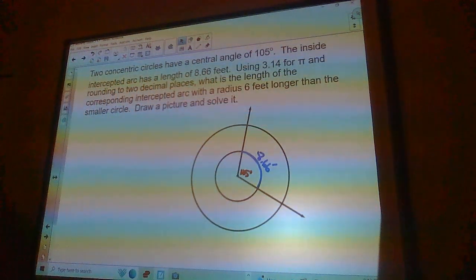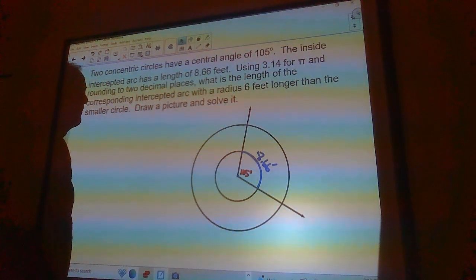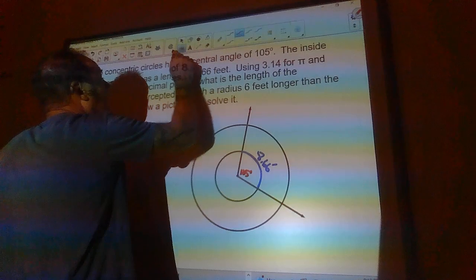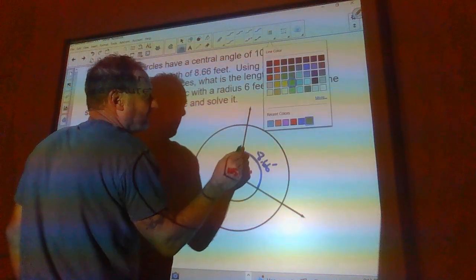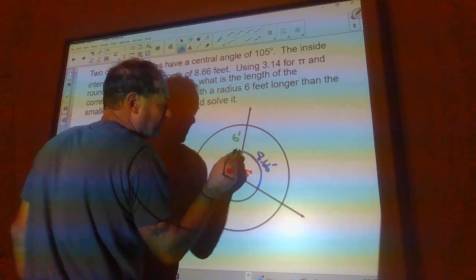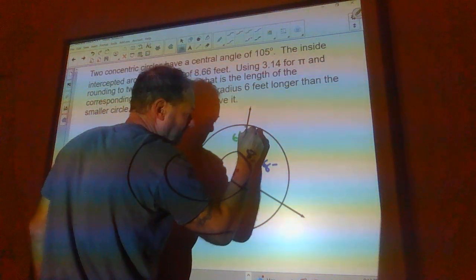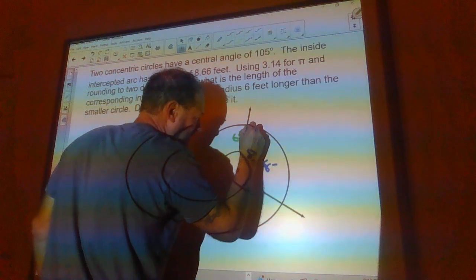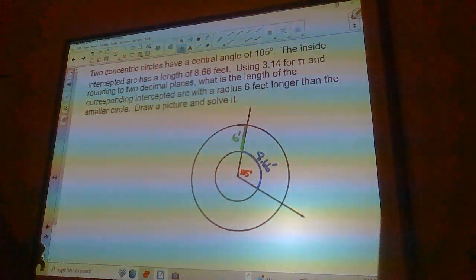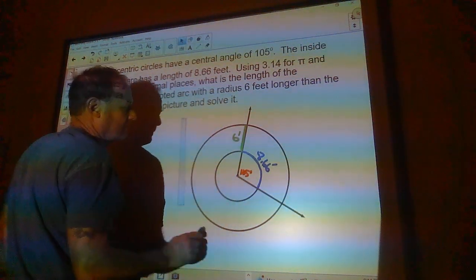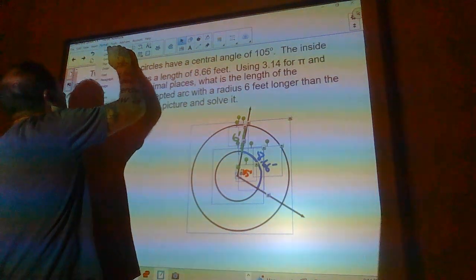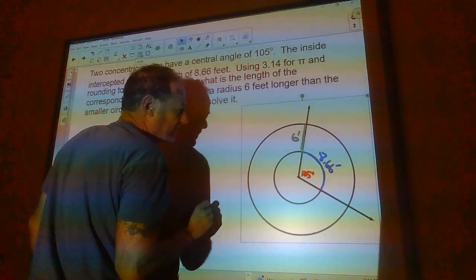Okay. And then it says using 3.14 for pi and rounding to 2 decimal places, what is the length of the corresponding intercepted arc with a radius 6 feet longer than the smaller circle? Okay, so be careful of this. This right here is going to be 6 feet longer, the radius. So this part is 6 feet right here. Just that part is 6 feet. Okay. Draw a picture and solve it. So here's my picture drawn. Okay. Let's kind of group that together. Move that over here.